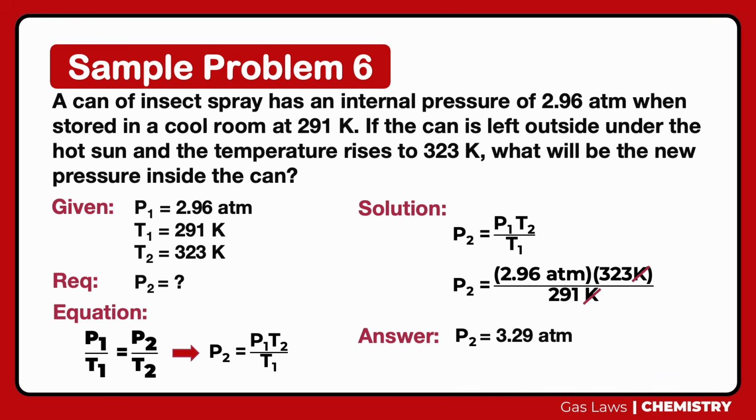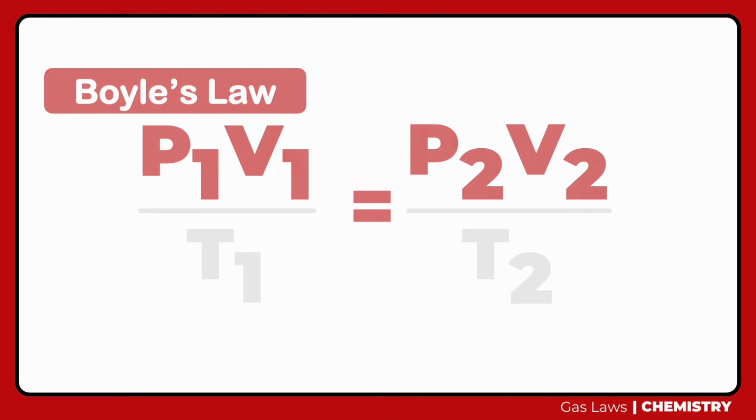Before we move on, let's briefly review the three gas laws we have discussed. First, we have the Boyle's law, which states that when the temperature is constant, the pressure of a gas is inversely proportional to its volume. This means that when the pressure increases, volume decreases, and when the pressure decreases, volume increases.